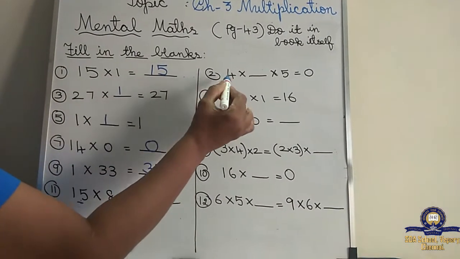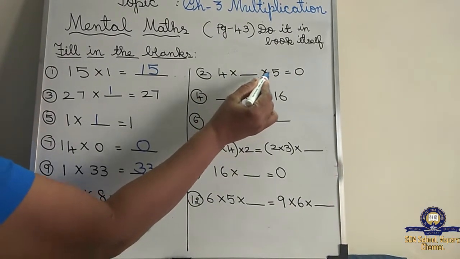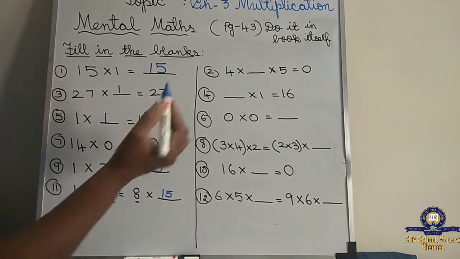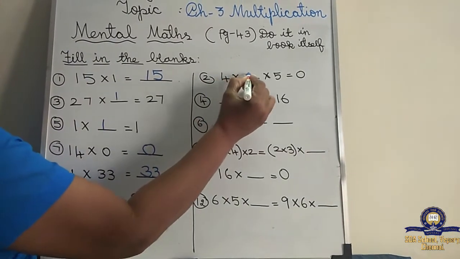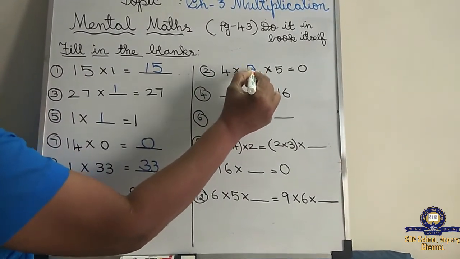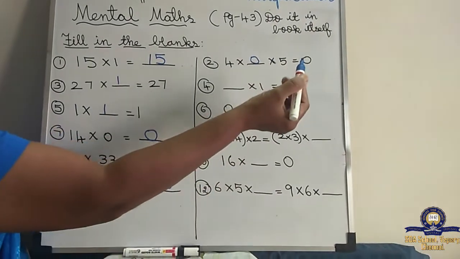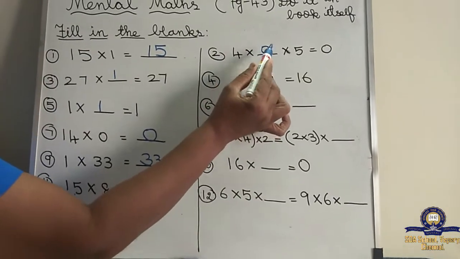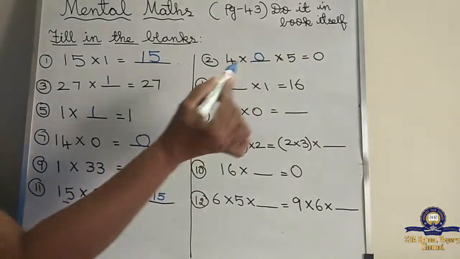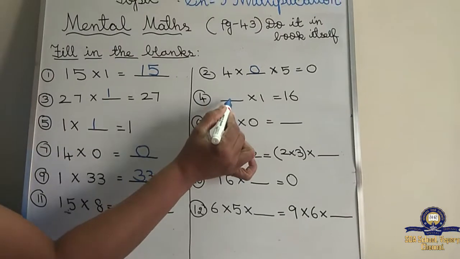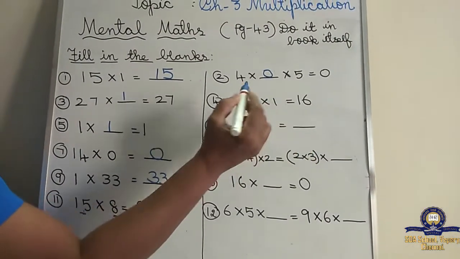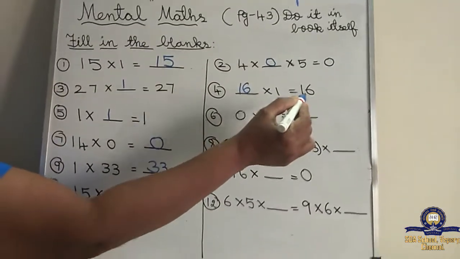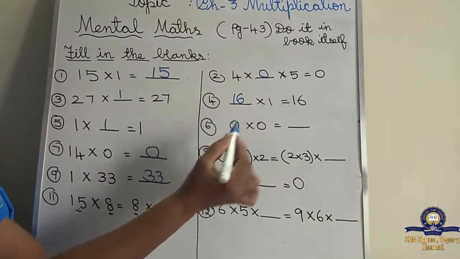Yes, now here again, 4 into dash into 5 is equal to 0. What answer will come, children? Only 0 will come. 4 into 0 is 0, 0 into 5 is 0. Understood, children? And here, dash into 1 is equal to 16. So what will come? 16 into 1, 16 ones are 16.